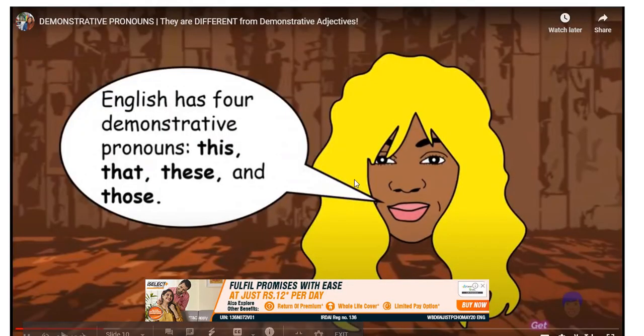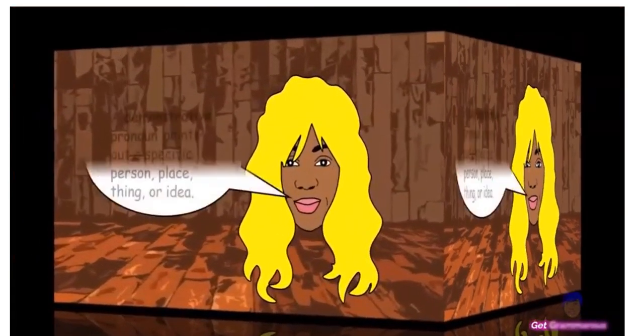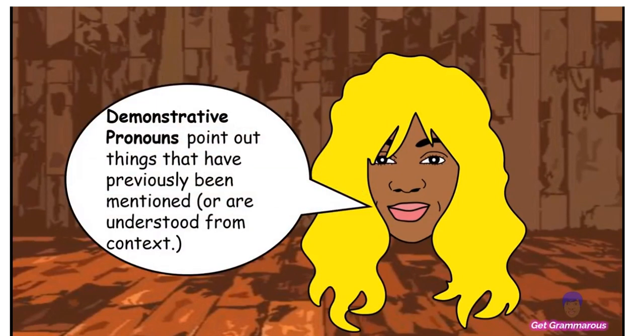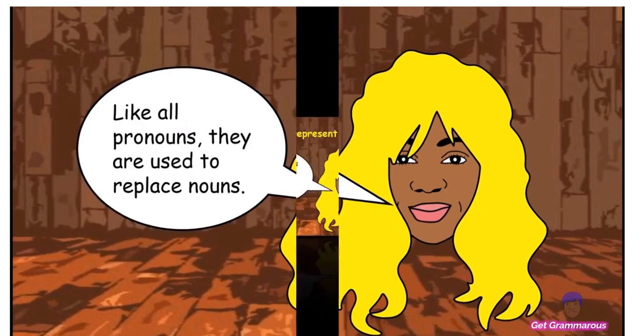Four demonstrative pronouns: this, that, these, and those. A demonstrative pronoun points out a specific person, place, thing, or idea. Demonstrative pronouns point out things that have previously been mentioned or are understood from context. Like all pronouns, they are used to replace nouns.